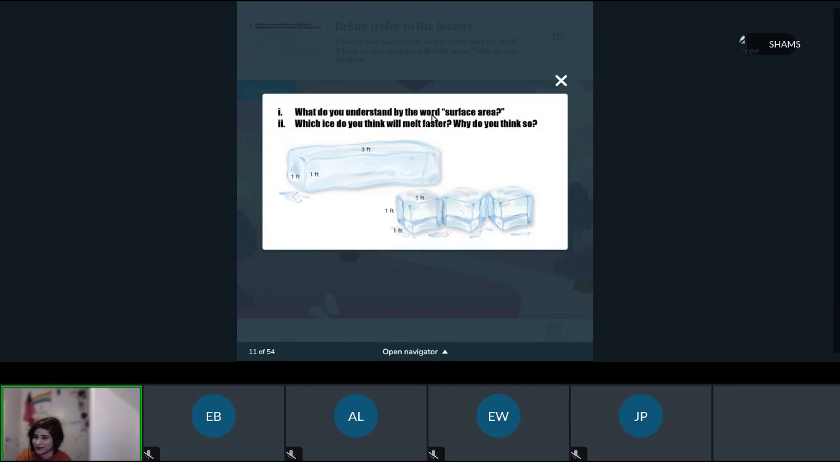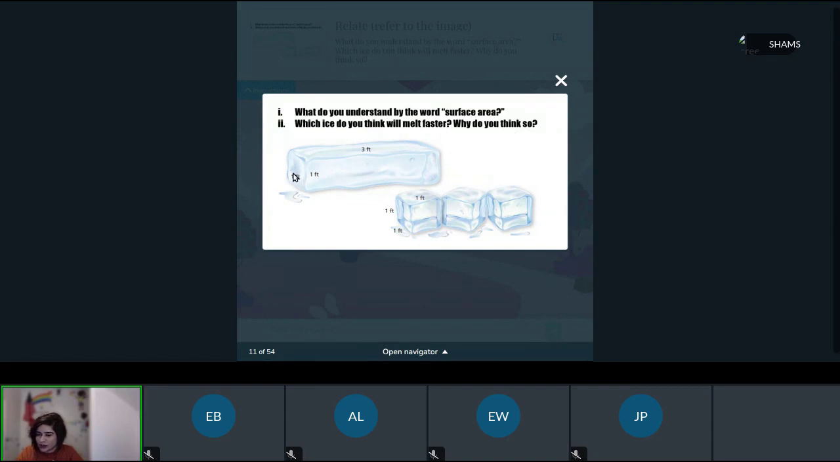What do you understand by the word surface area? If you never heard the word surface area, you definitely can Google the meaning and try to drop something here. You can also drop images and whatnot in here. The discussion post is very flexible and allows all sorts of media. So what do you understand by the word surface area? And number 2 is, which ice do you think will melt faster? Why do you think so?